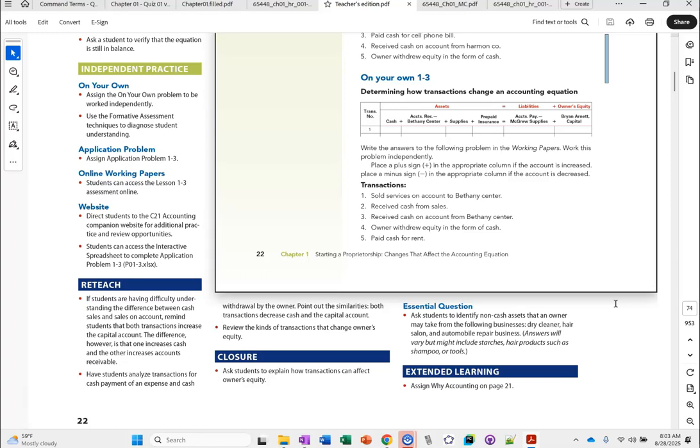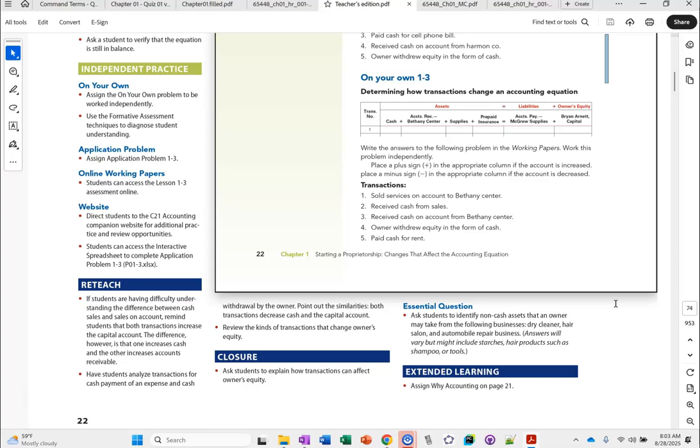Number two, do we have a volunteer there? Yeah, Kaylin. Plus in cash and plus in capital, correct. Good job. Number three. Yeah, Adriana. I said plus in cash and minus in accounts receivable. Yes, good. Plus in cash and minus in accounts receivable. Very good. Four.